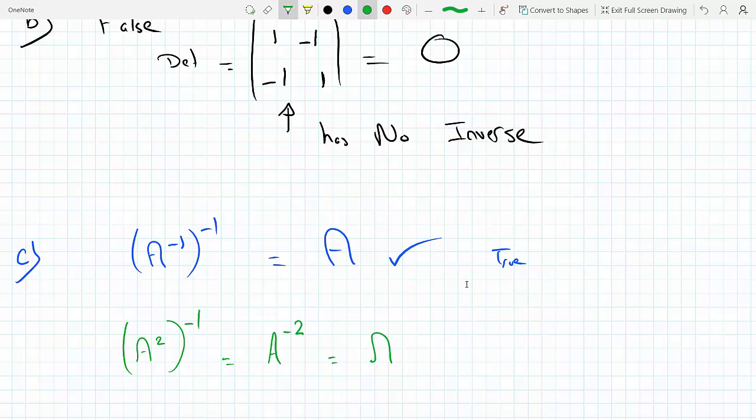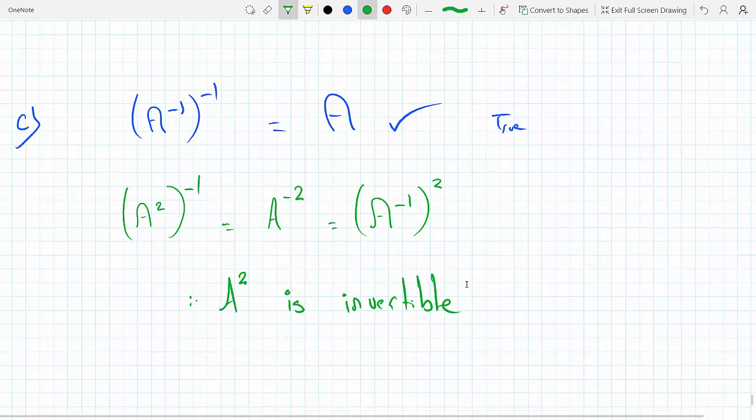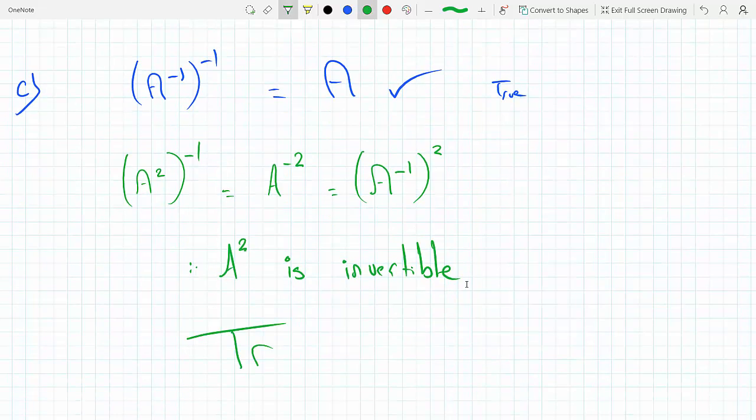which is the same thing. I could rewrite this as A inverse squared, right? And since A inverse exists, then A inverse squared exists, because if A is invertible, A inverse exists, which means A inverse squared exists. Therefore, yes, A squared is invertible. So both components of this statement, part C, are true.